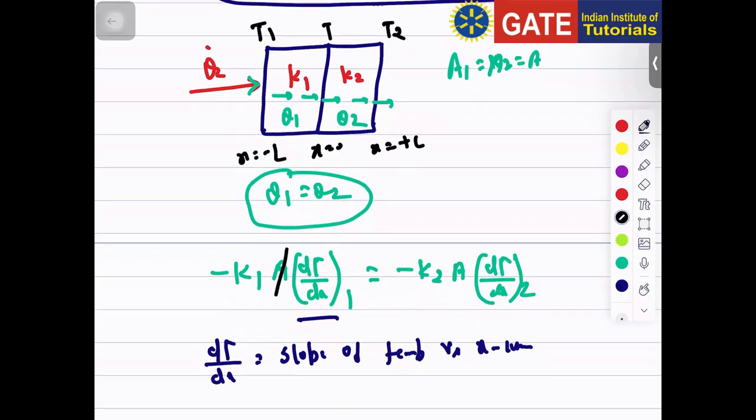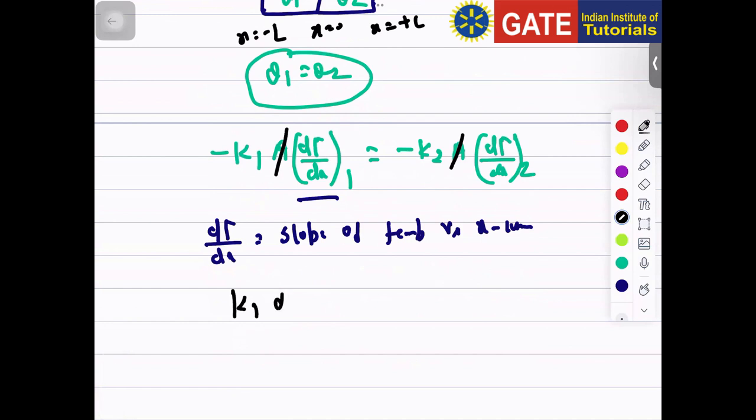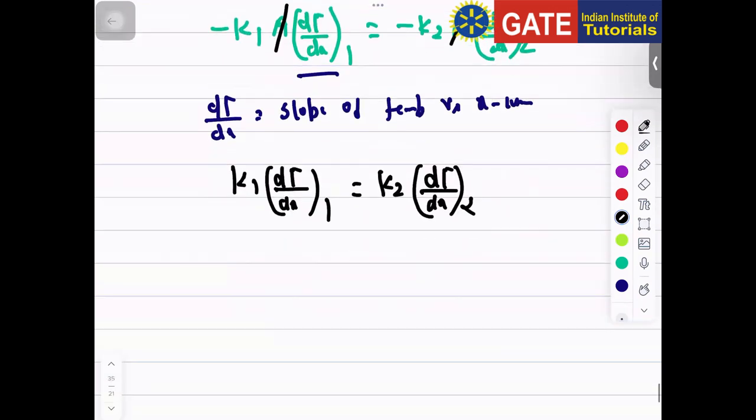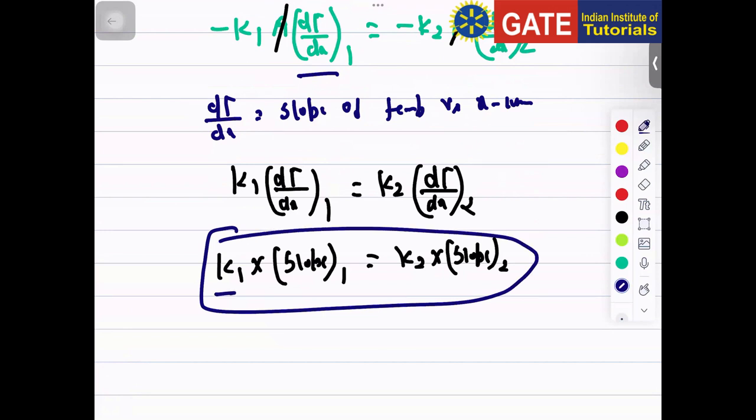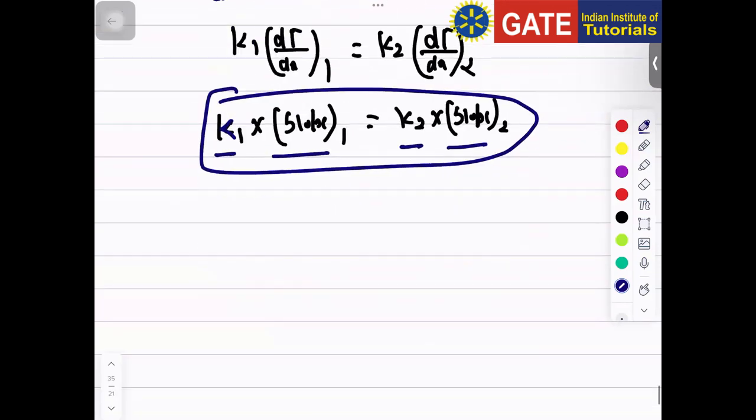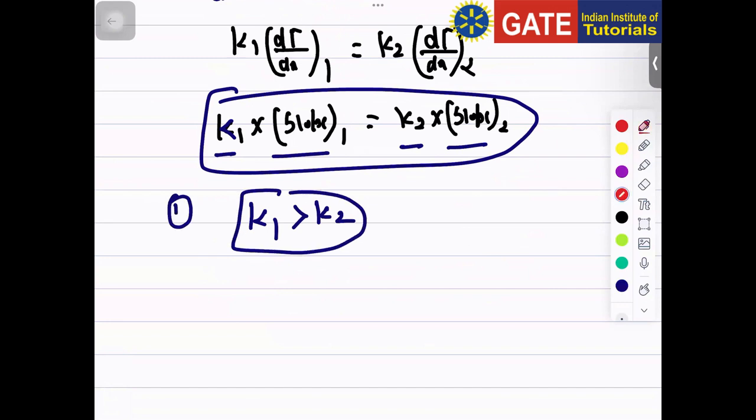Since area is the same, it will get cancelled out. So you are getting K1 dT by dx in slab 1 equals K2 dT by dx in slab 2. So I am just writing K1 multiplied with slope in the first slab equals K2 multiplied with slope in the second slab. Once you multiply thermal conductivity with slope, it is thermal conductivity into slope. So let's assume, first case, K1 is greater than K2. What will happen? If this is greater than this one, then definitely the other should be less than this one.